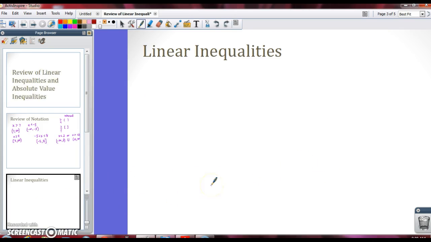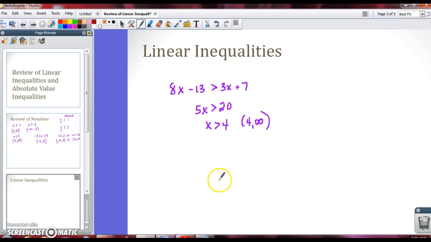We'll do a couple of linear inequality examples just to refresh your memory. When we are solving linear inequalities, we solve them exactly the same way as we would solve a linear equation. We want to get all the variables on one side and all of the constant terms on the other. So, if I subtract 3x from both sides, I end up with 5x. Add 13 to both sides. 5x is greater than 20. Divide both sides by 5, you get x is greater than 4. Again, with interval notation, you would end up with that.